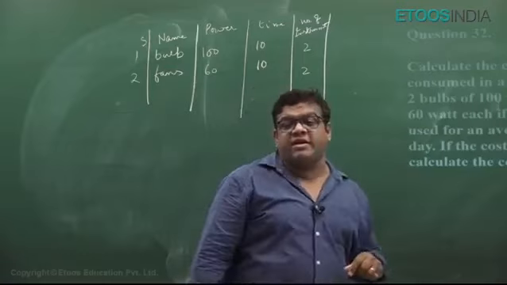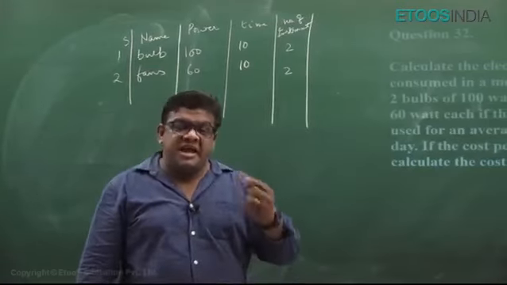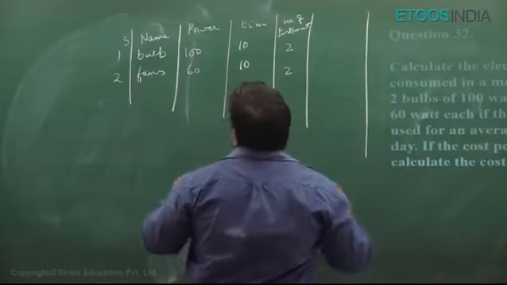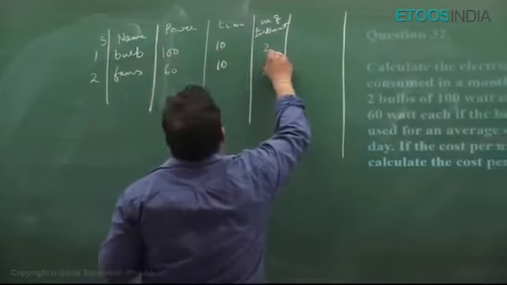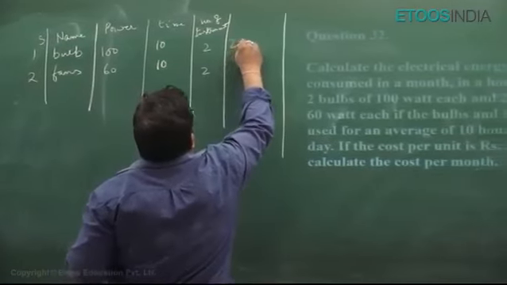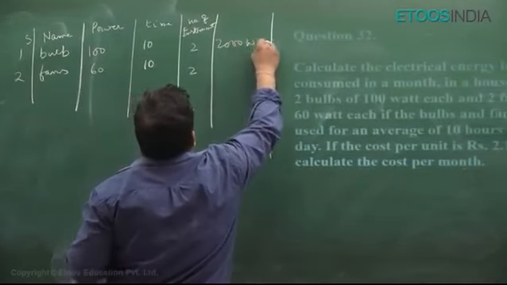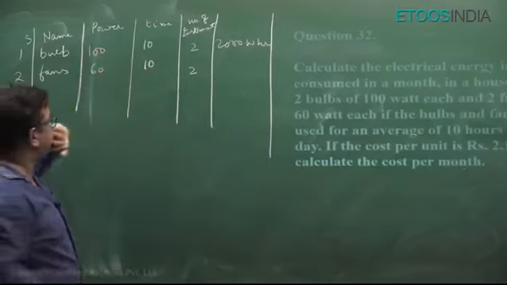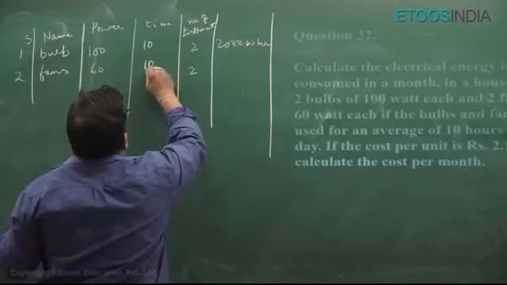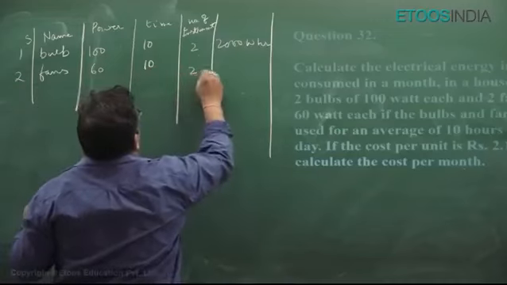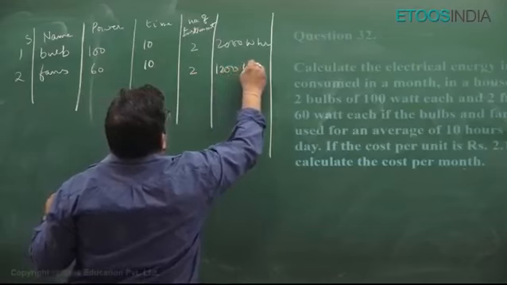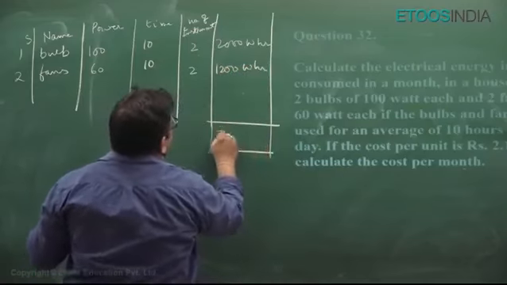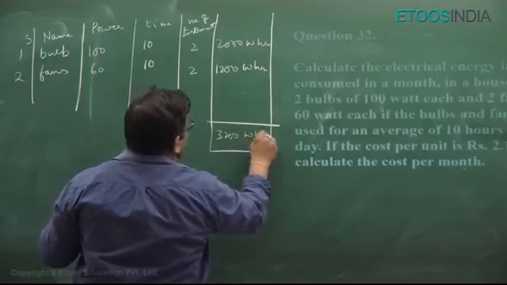So first of all, what we need to find out is each day consumption. How will we find it out? I'll just mark it here. It comes out to be 100 into 10 into 2, that is 2000 watt hour, since the power is given in watt and time is given in hours. For another one, it will be 1200 watt hours. So the total consumption will be 3200 watt hours.